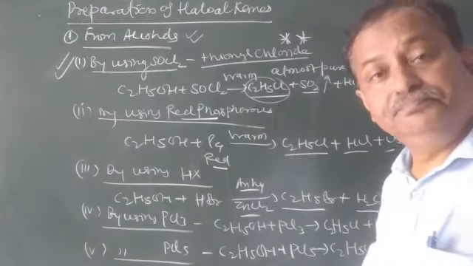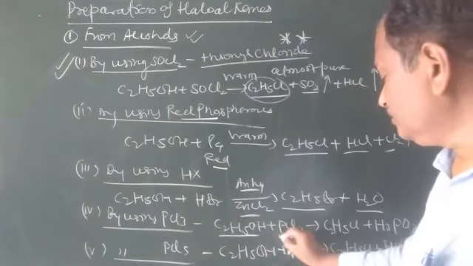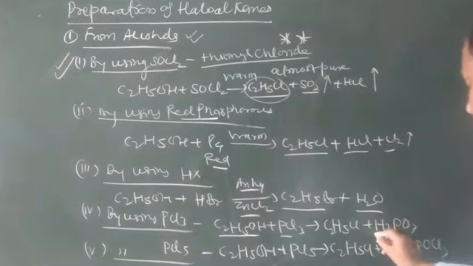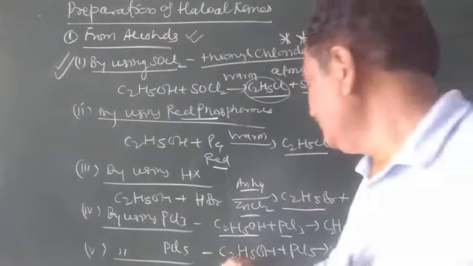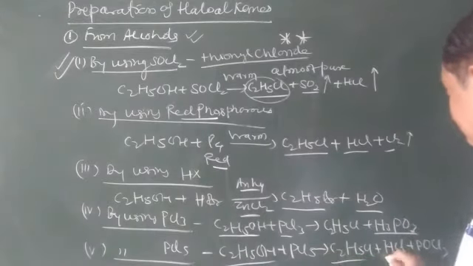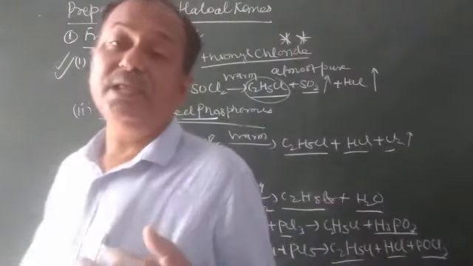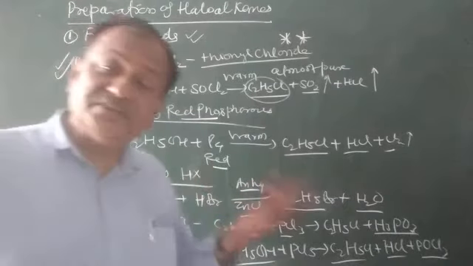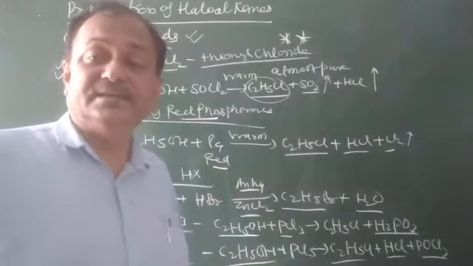Then PCl3 and PCl5. If we take PCl3 with alcohol, H3PO3 is produced as a byproduct. If you take PCl5, then HCl and POCl3 are produced as byproducts. Next will be preparation from the alkanes and from the alkenes.